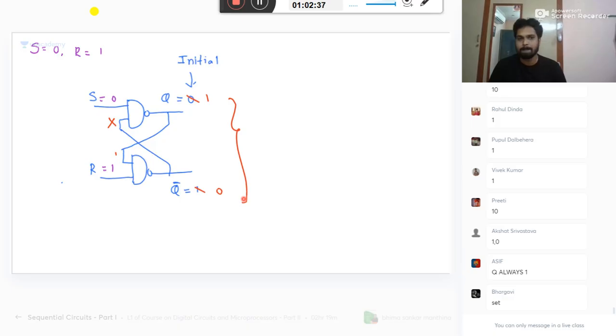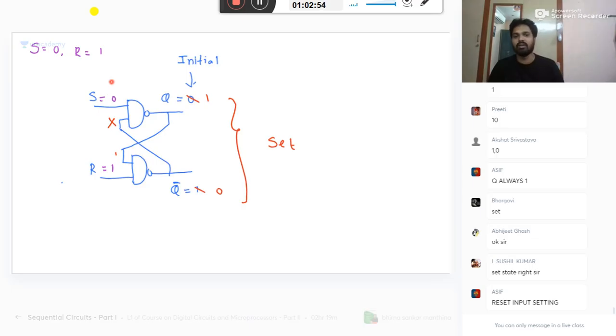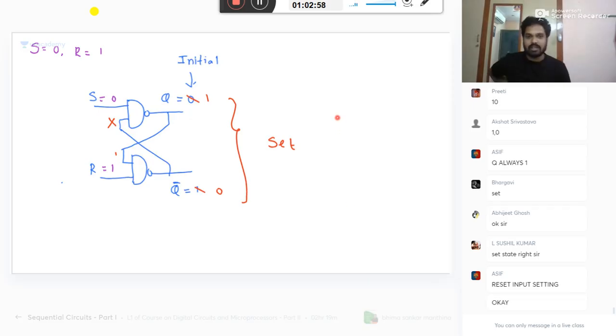Okay. So this is what we call the set condition. Right? Set condition. Set is coming for S equal to 0. I will explain everything. Don't worry. I made this intentionally only. There is a reason behind this.